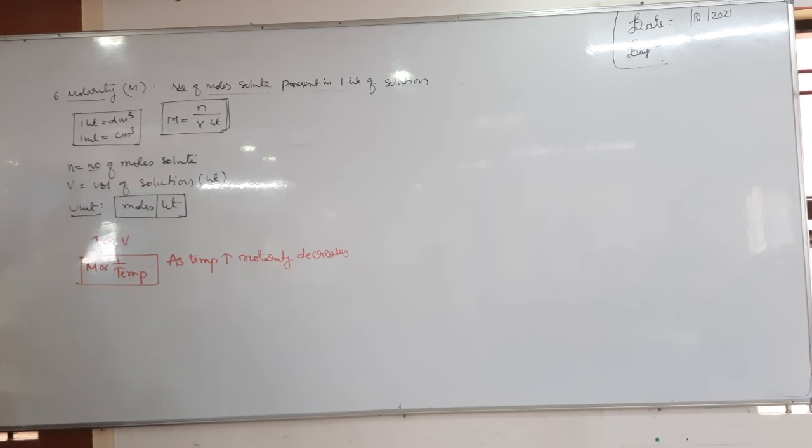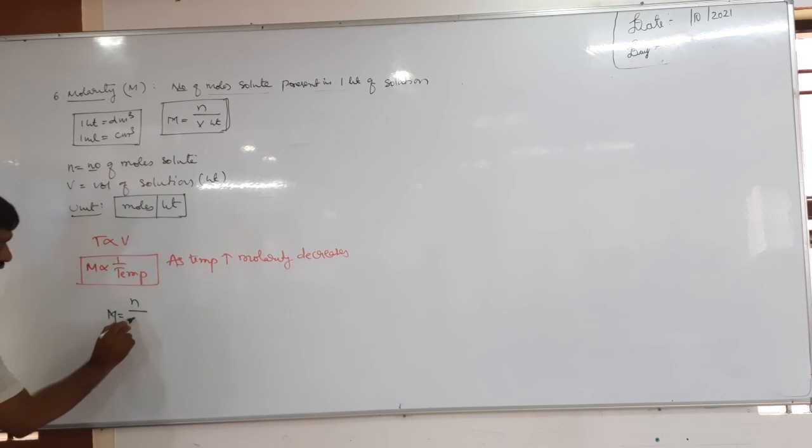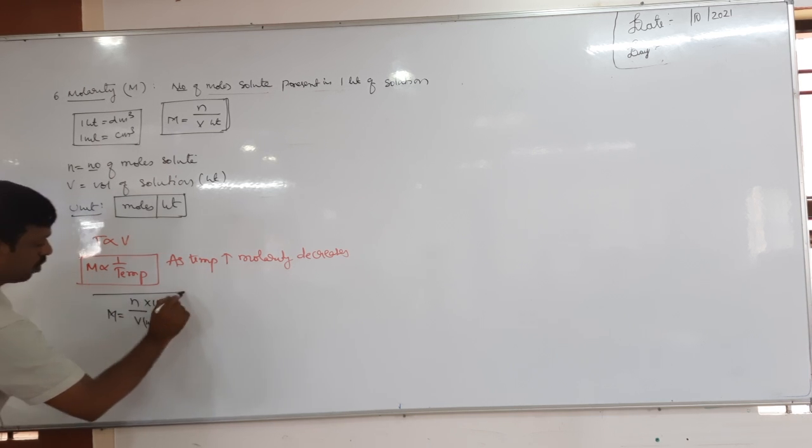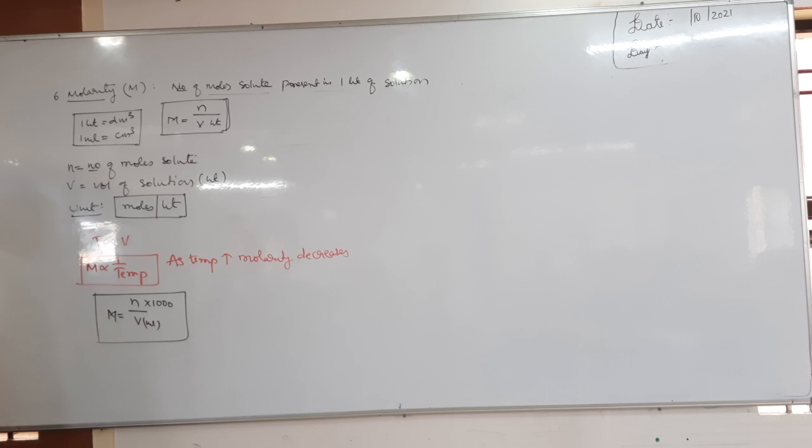Next. We can write molarity also equal to number of moles of solute, N as it is, and volume of solution in milliliter, multiplied with 1000. This is also a molarity formula. Molarity equals number of moles into 1000 divided by volume in milliliter.